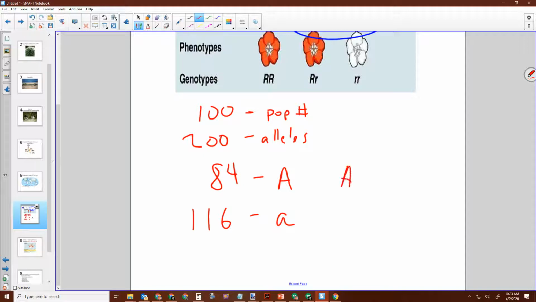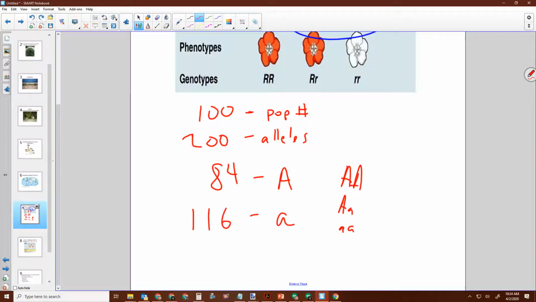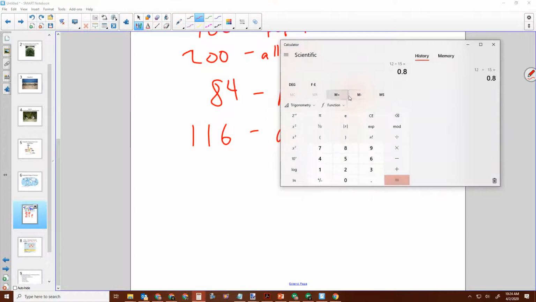Now, we don't know what percentage of these things there are, but we can say pretty clearly what this is going to look like. Actually, let's just go with those previous numbers, because why not? So let's go with these numbers: 84 big A's in a population and 116 little a's. Well, we can do the math, right?